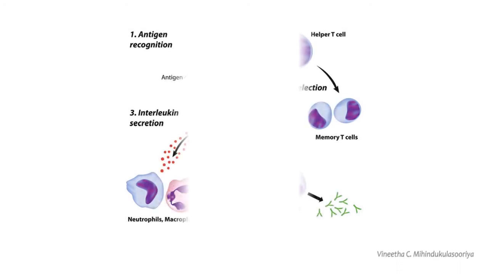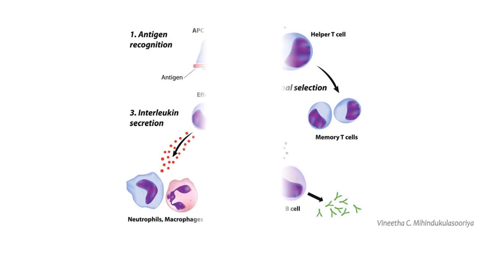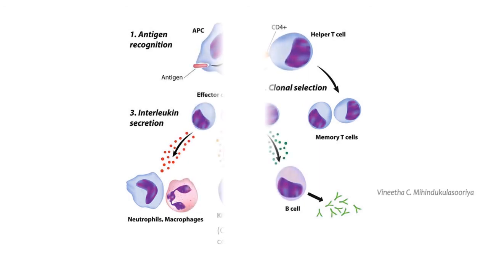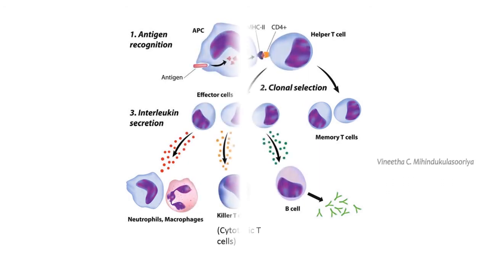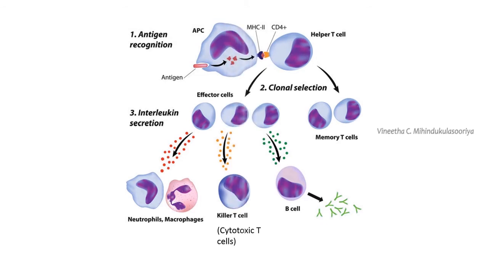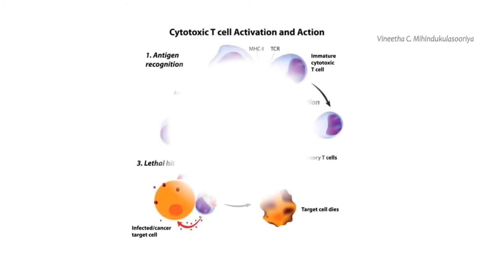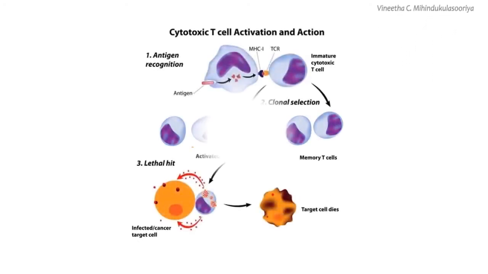Once activated, T cells make a clone by proliferation. Some cells of the clone so formed become helper T cells, some differentiate into cytotoxic T cells, and the rest become memory T cells. Cytotoxic T cells destroy invaded cells directly by secreting toxins. Some cytotoxic T cells differentiate into memory T cells.